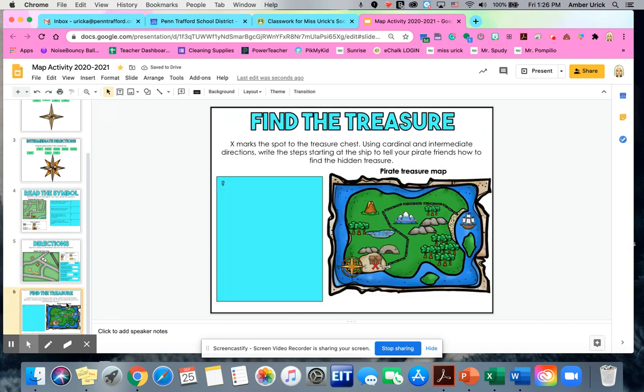And then the last slide is called Find the Treasure. It says X marks the spot to the treasure chest. Using cardinal and intermediate directions, write the steps starting at the ship to tell your pirate friends how to find the hidden treasure. Well, guess what? I see a compass rose down here, but it's very detailed and it's kind of dark, right? So again, you may want to get yourself a piece of paper and you need to write all the directions down like they said, the cardinal and intermediate directions. So north, east, southwest, northeast, northwest, all of them, right?